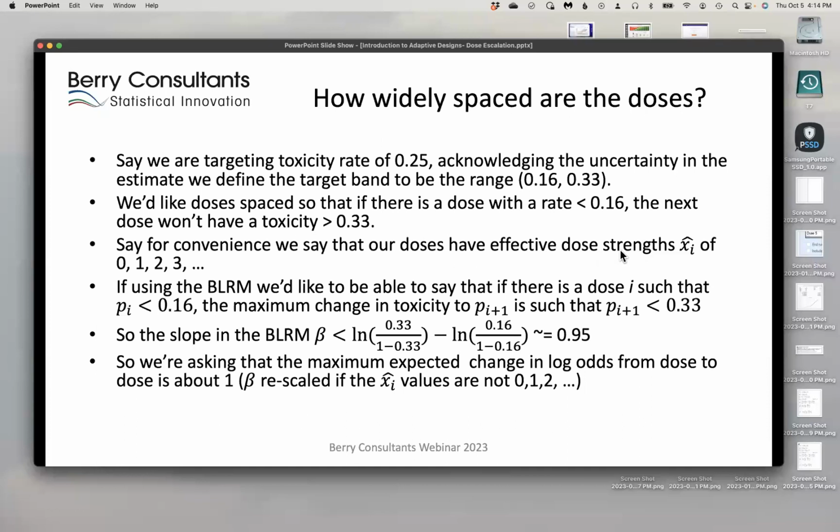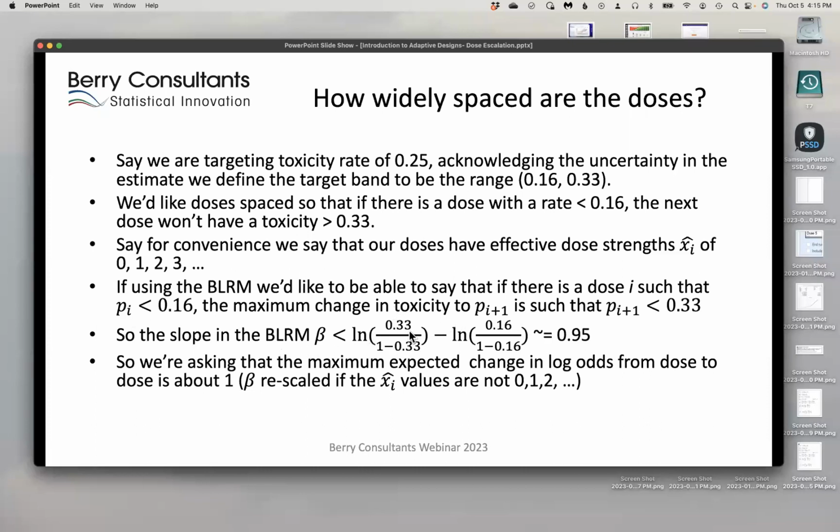Assume that we're just going to have equally spaced doses. Assume our doses are equally spaced in terms of potential toxicity, and we'll simply give them effective dose strengths of 0, 1, 2, 3, 4, etc. So what we'd like to be able to say is that if there is a dose i such that p_i, our estimated toxicity rate, is below 0.16, then the maximum slope of our curve is such that the toxicity of the next dose, p_i+1, should be less than 0.33.